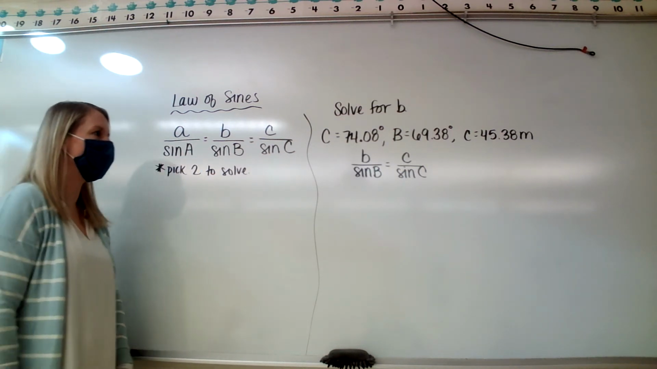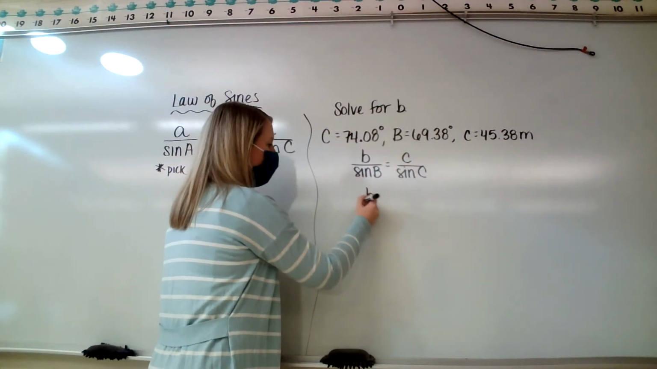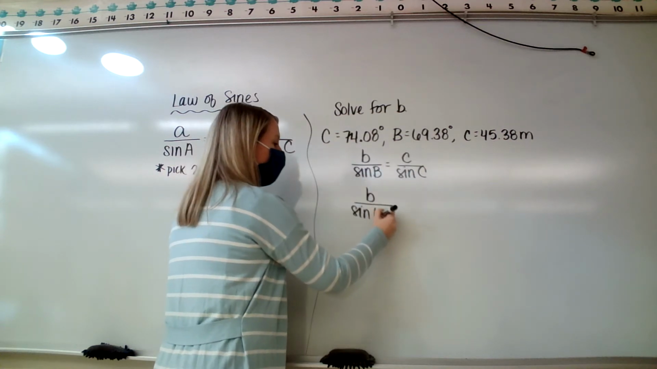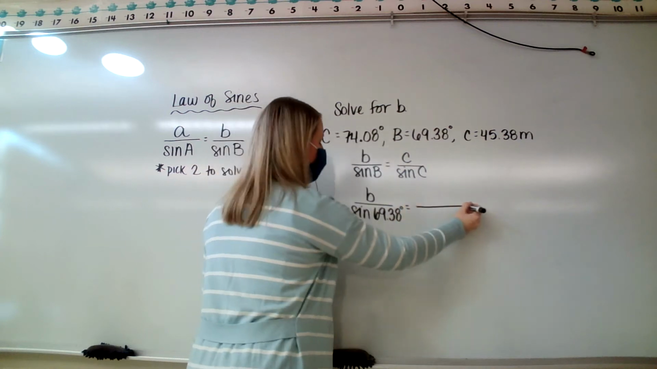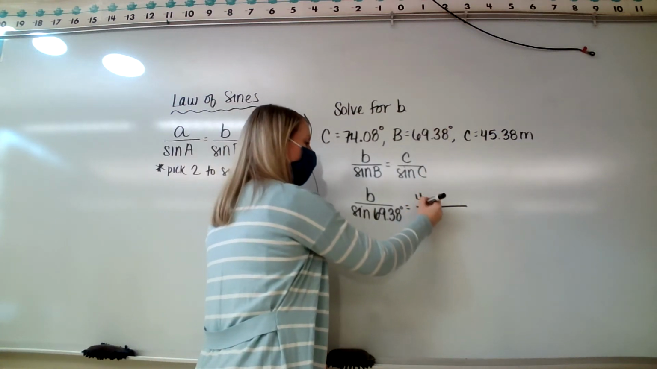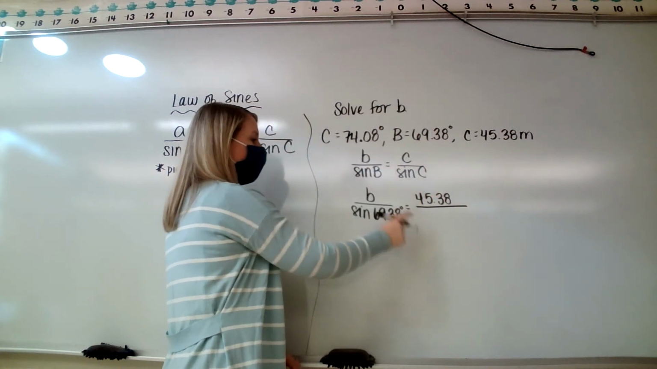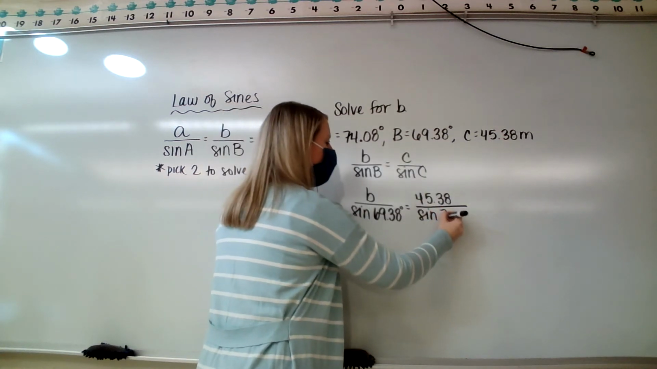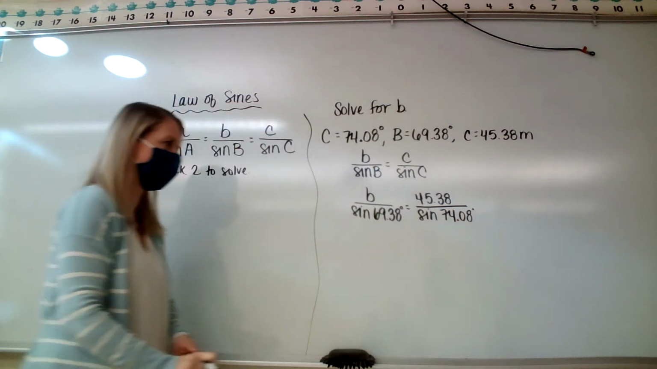So let's plug in what we know. I don't know angle B, or excuse me, I don't know side B, sorry. I do know angle B. It's 69.38. And then over here, I do know side C, it's 45.38. And I do know angle C, so make sure you write sine of angle C. I'll give you a second while we're setting up.